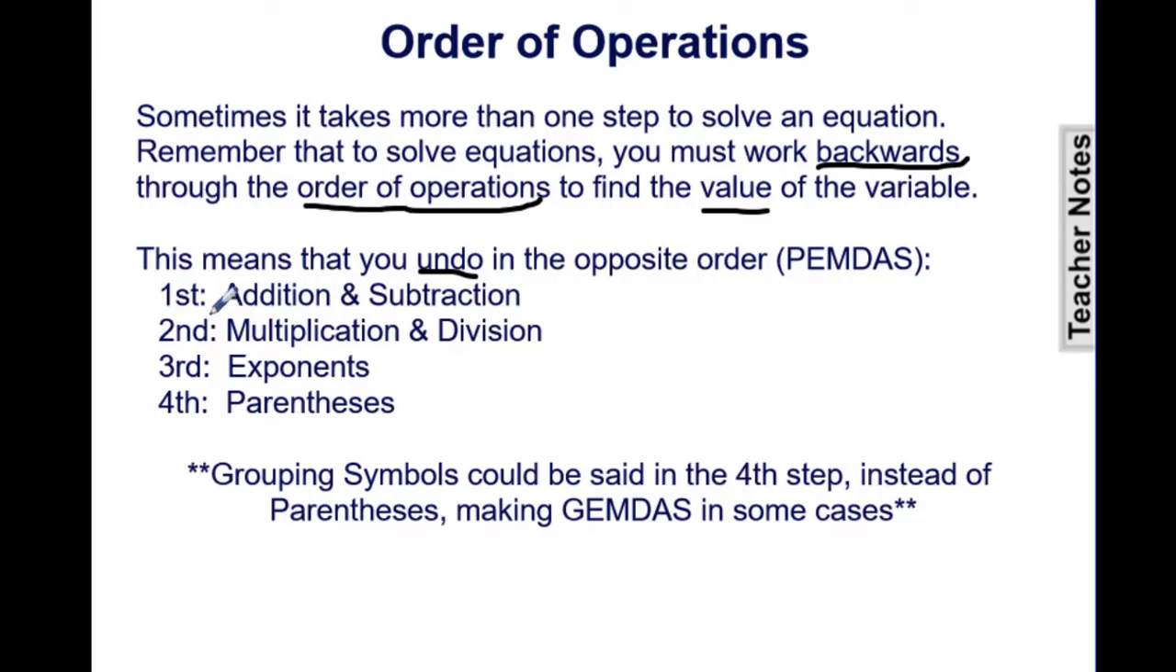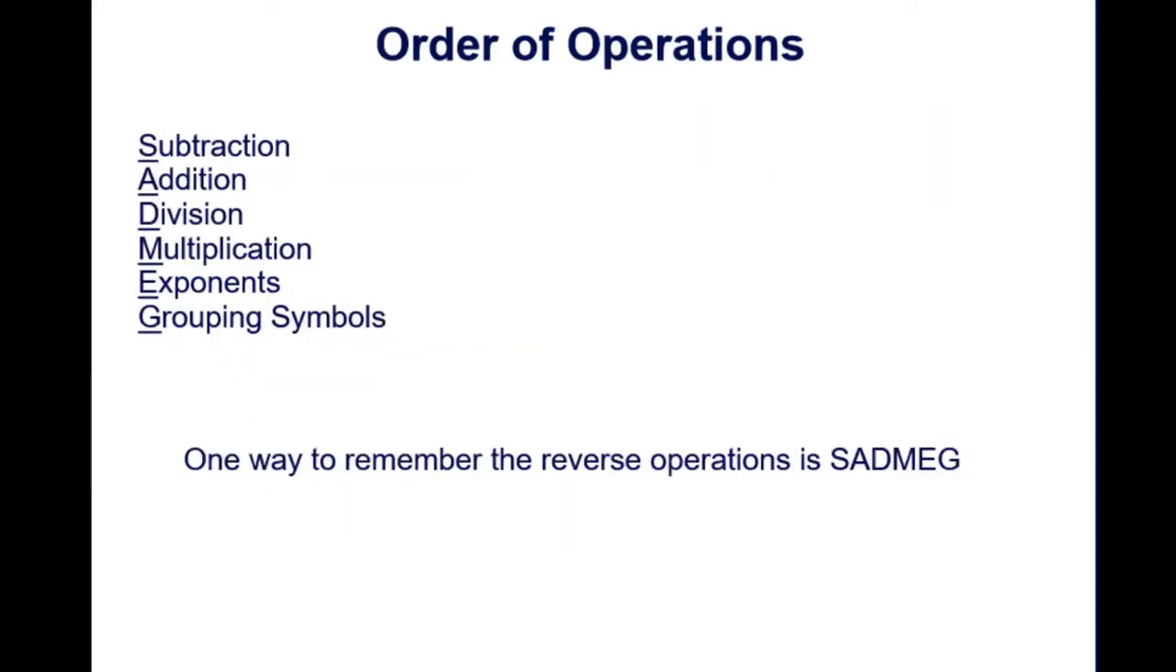PEMDAS, so first if we move through the opposite, first would be addition or subtraction, then second multiplication, division, then exponents, and then the parentheses. Now parentheses, you can also think of as any grouping symbols. They're just more general. It could be said in the fourth step, instead of parentheses, that would make it GEMDAS in some cases, if you have brackets or braces instead of just parentheses, but we'll always work with those last.